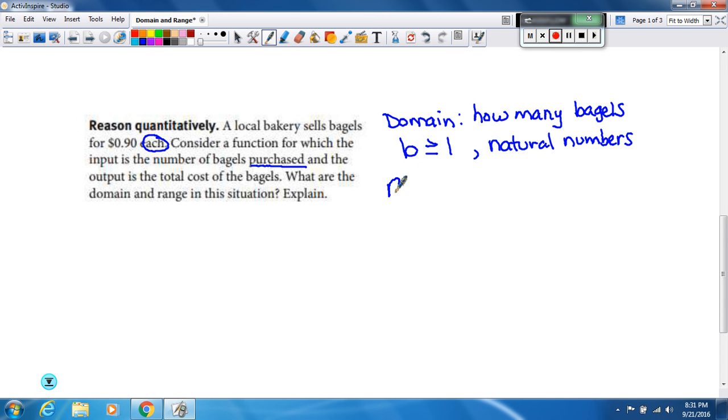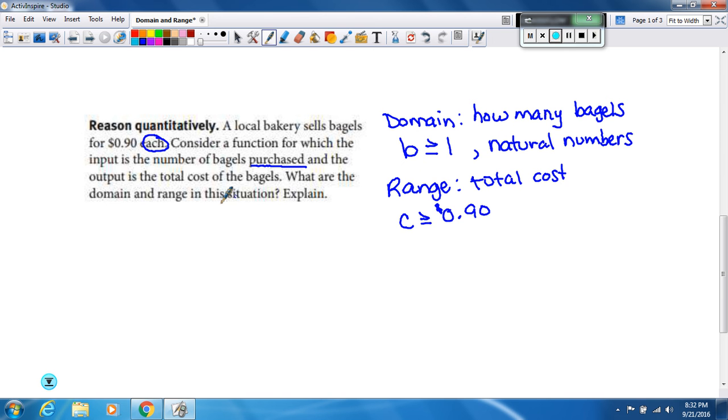Your range is always the result. In other words, what it's going to cost you in this situation, the total cost. So your cost is going to be greater than or equal to, well, if you buy one bagel, it's 90 cents. Okay?